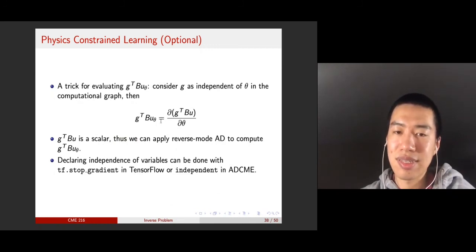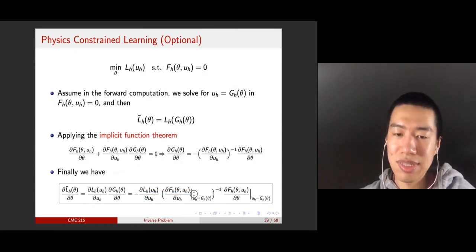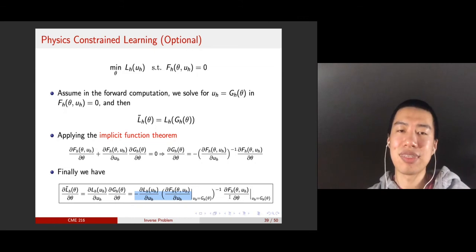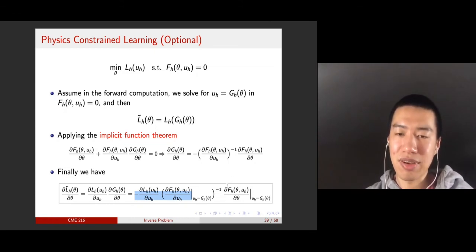Here you just treat G as independent of theta. You treat this term as independent of theta, although it is dependent on theta. But for this trick, you treat this theta as independent. This f is independent of theta, and then you do the inner product of this vector and this f theta u vector, and you get a scalar. Then you take the derivative with respect to theta of this scalar, and you get the gradient. The next step can be done using automatic differentiation.